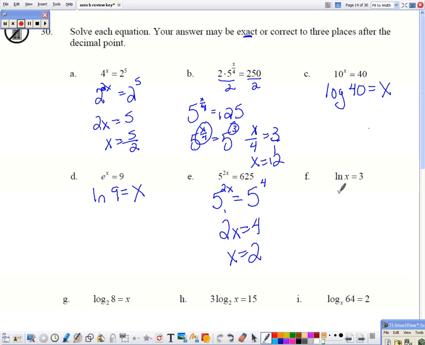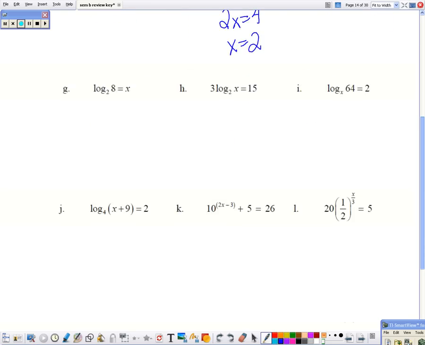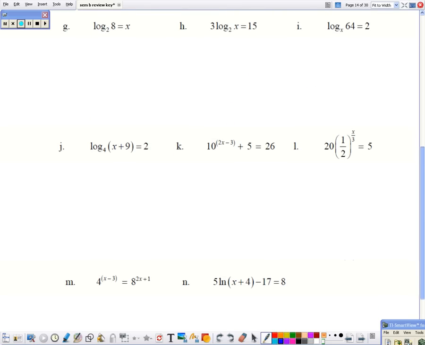To solve F, I'm going to change it to exponential form, so e to the third. G, I'm also going to change to exponential form. 2 to the x equals 8. Well, I can rewrite 8 as 2 to the third, so x is 3. Another way we could have done this is change the 8 here as 2 to the third. Because these bases are the same, we're left with just 3 equals x.